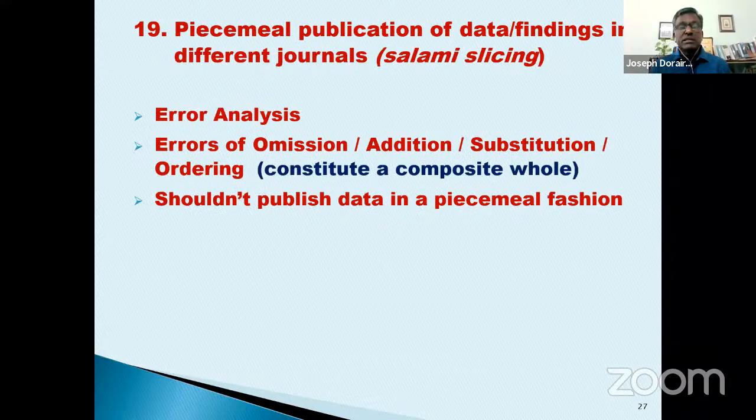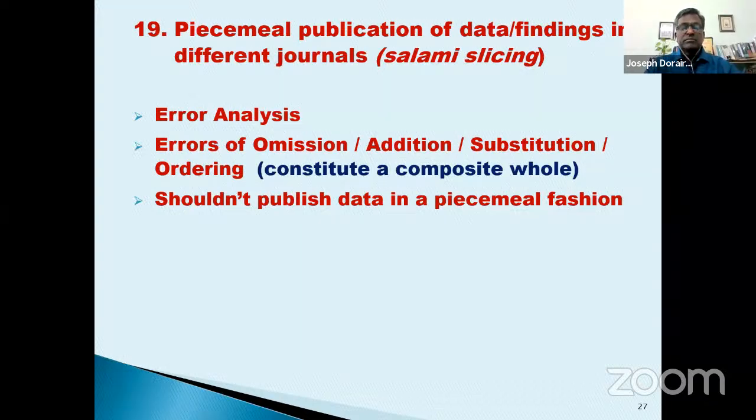Now, the 19th one is what is called salami slicing. Please look at the slide, salami slicing. What is salami slicing? Piecemeal publication of the findings in different journals.